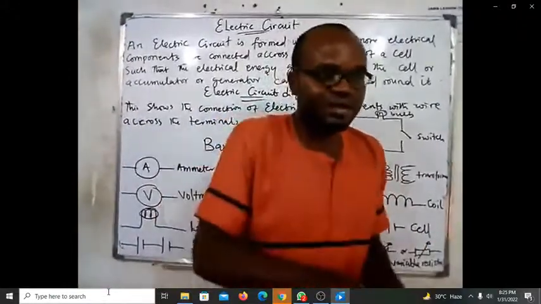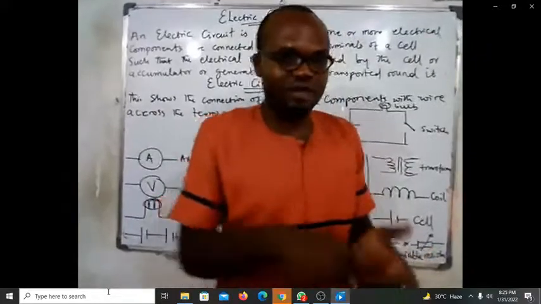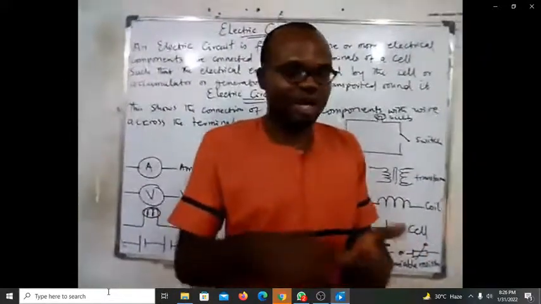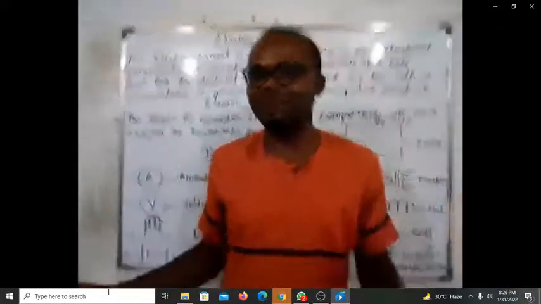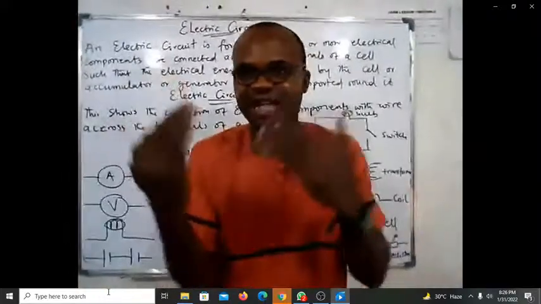So if JAMB asks you, which of the following is not a source of charges for electricity? They will give you cell, they will give you generator, they will give you accumulator, they will give you battery, they will give you telephone. What will be the answer? Telephone, because telephone is not a source of what? Charge. Is that clear?